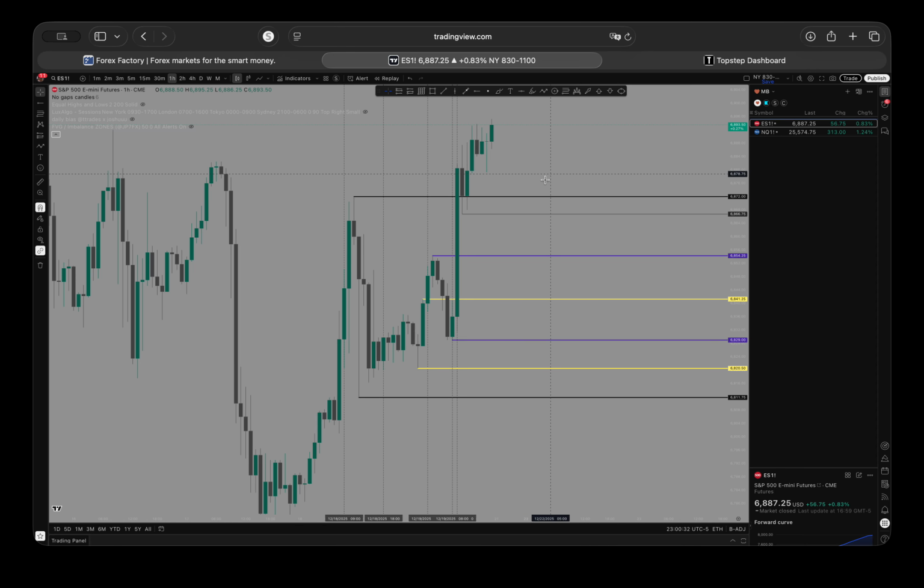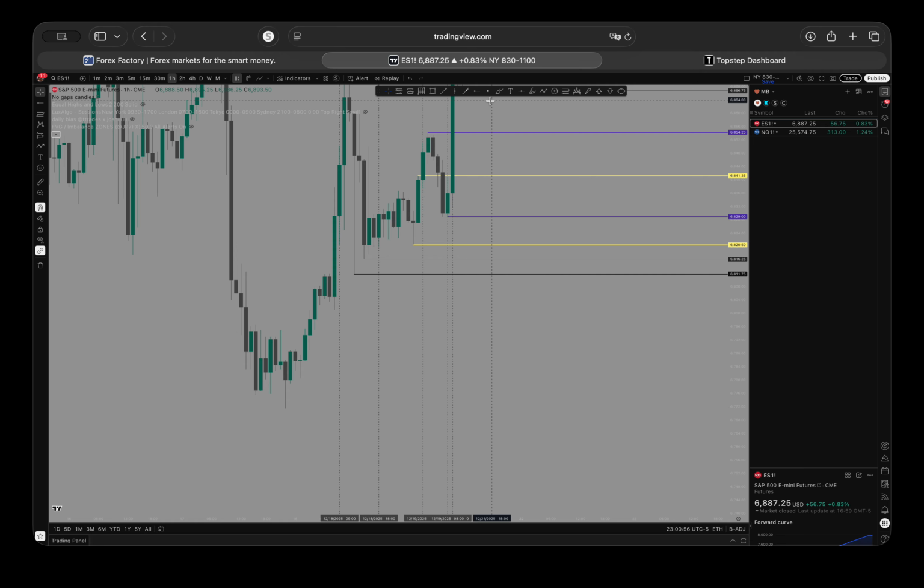I like to make it a skinnier candle so I can differentiate. But when the candle touches a key level, or when it moves and it leaves a tick behind or a wick, I like to mark those. I find it important. So this is already marked, so I don't bother with it. I go lower.